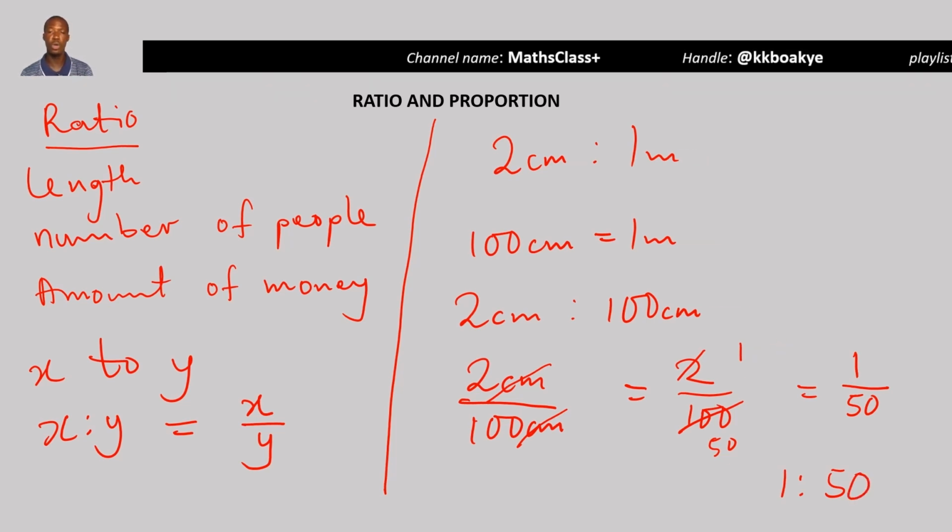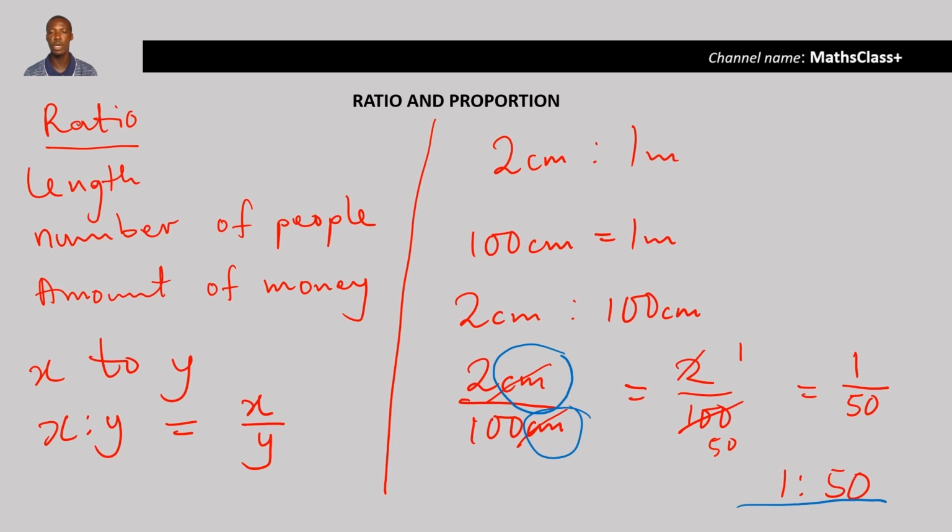Now with this, you note that when we are dealing with ratio, our answers shouldn't have units. Because the units are the same, they cancel out, as it has happened here. So we see our final answer doesn't have units. That is how ratio is done.